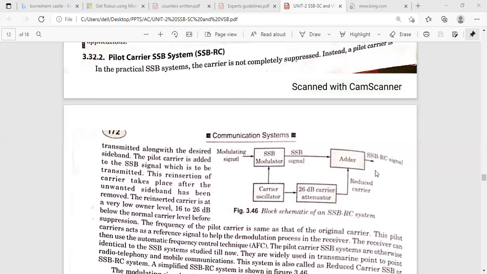So what is the advantage of this pilot carrier? We can easily detect the original information from this SSB SC signal. For this easy detection, we are adding a small amount.